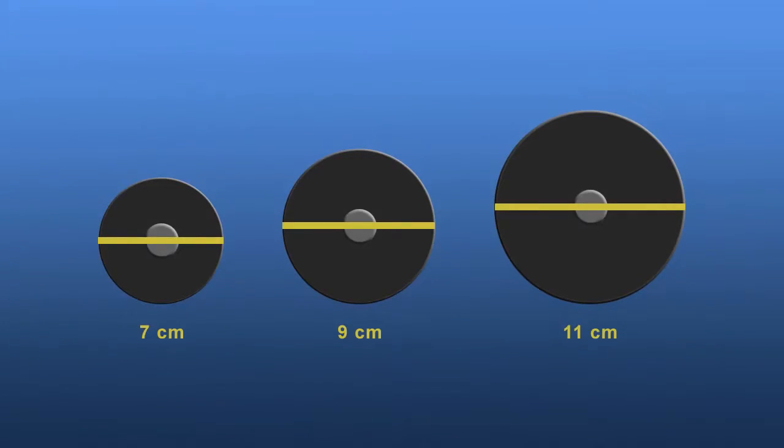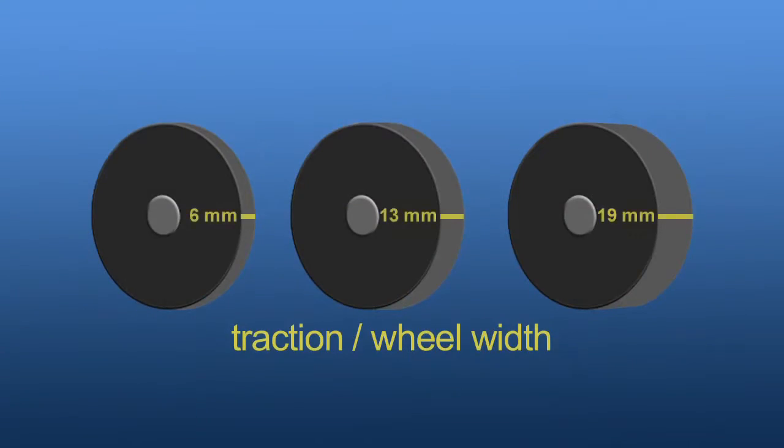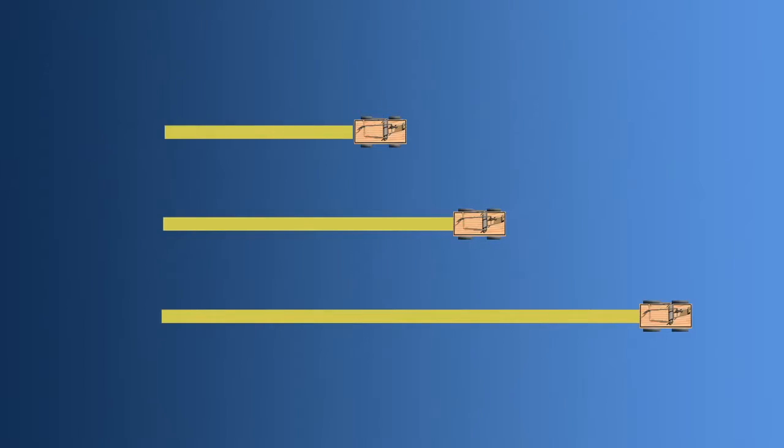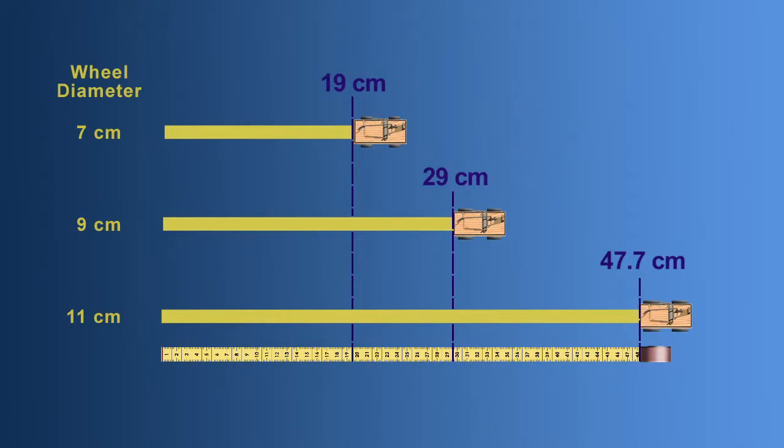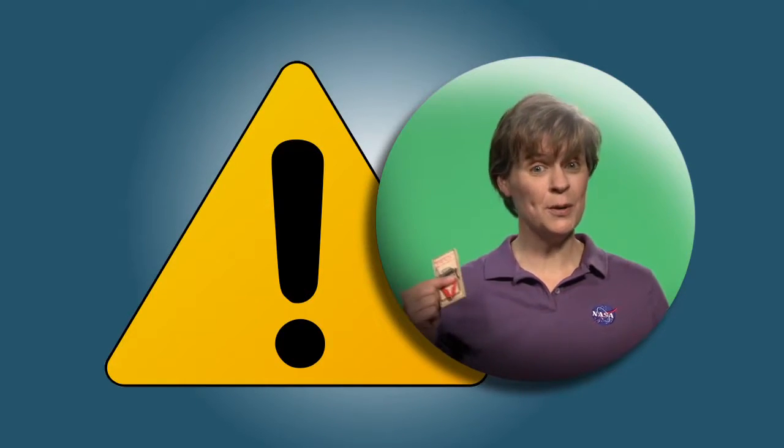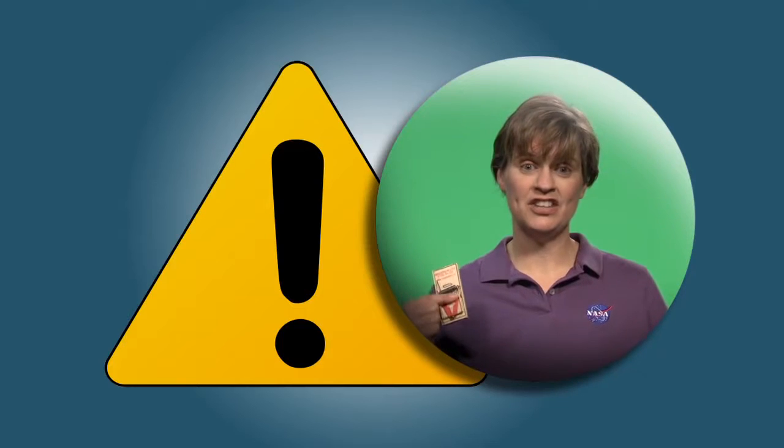Remember, both of your variables need to be measurable. So you need to be able to quantify your traction or your diameter and then measure your distance or your speed. Be sure to use a regular mousetrap and be careful not to catch your fingers.